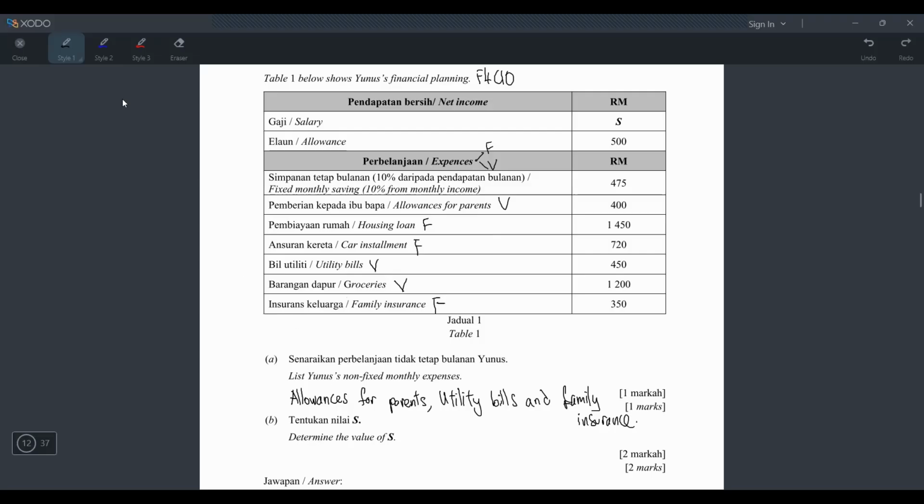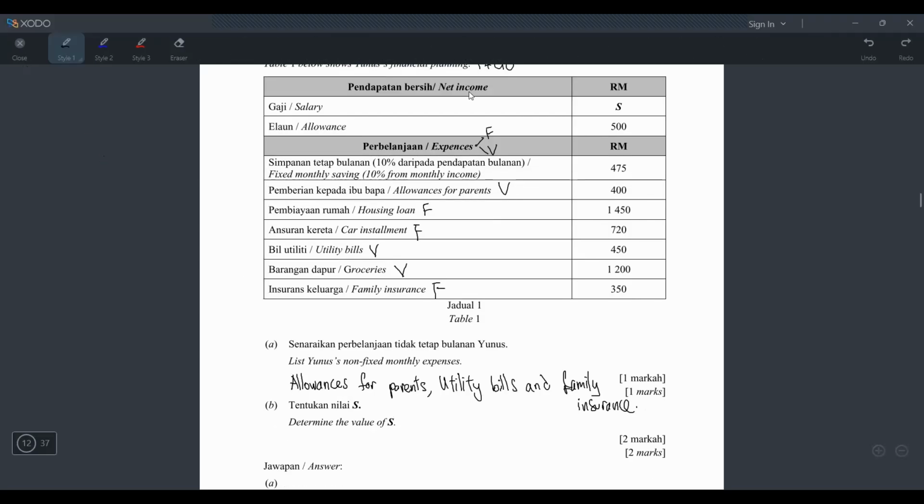Okay, now they want me to determine value of S. So how to determine value of S? Okay, I forgot to mention one thing here. So all of these I mentioned, right? Variable or fixed. But why this one I never mentioned? Because this is the fixed monthly saving. So you can see from the word already is fixed. So definitely they ask for non-fixed here. So that's why it's not related.